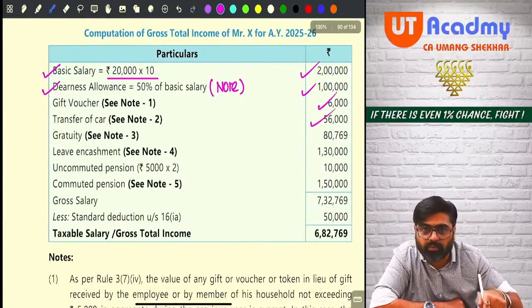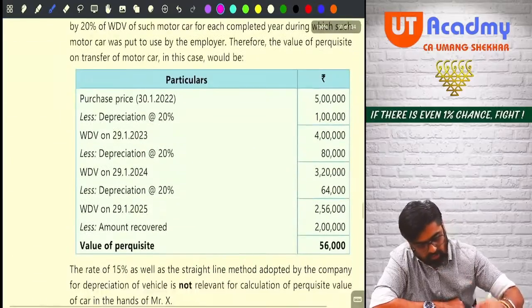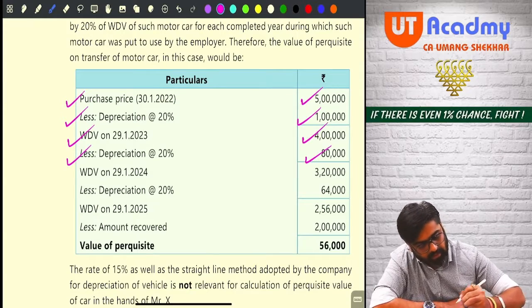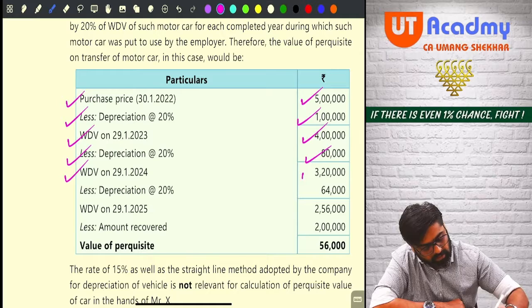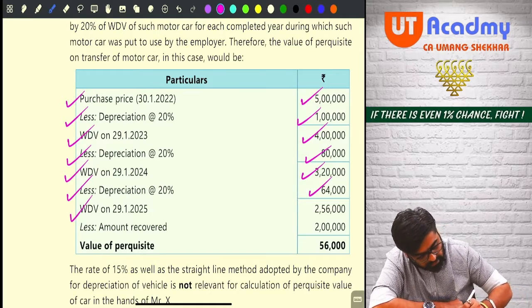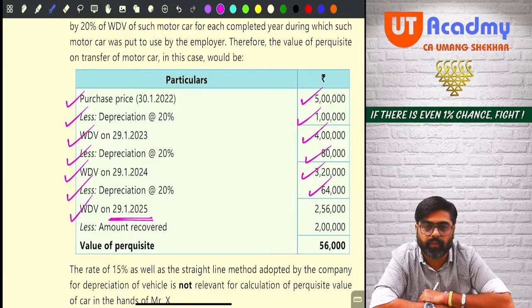And how did we get this 56,000? Please check this note. Purchase price 5 lakh. Depreciation first year 1 lakh. WDV 4 lakh. Depreciation second year 80,000. WDV 3 lakh 20. Depreciation for the third year 64. WDV as on 29 January 25.